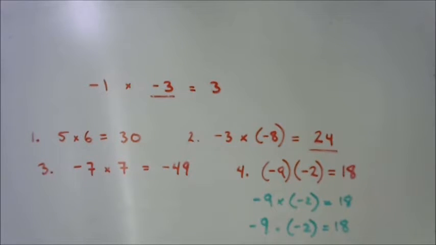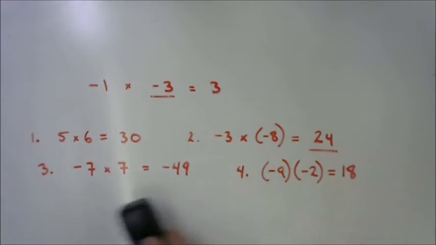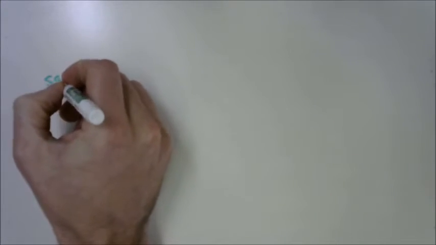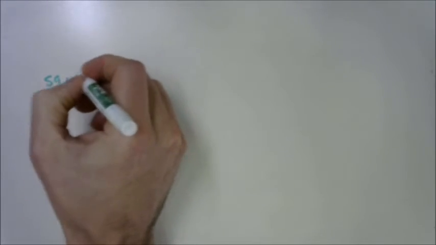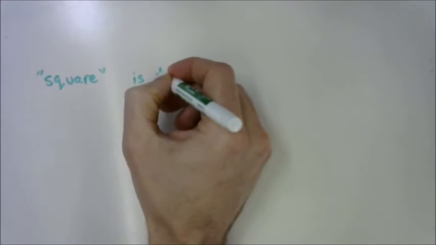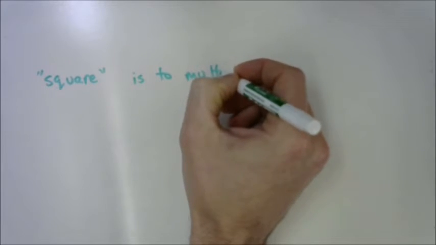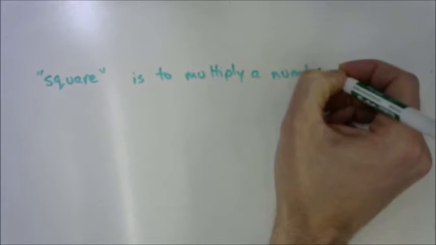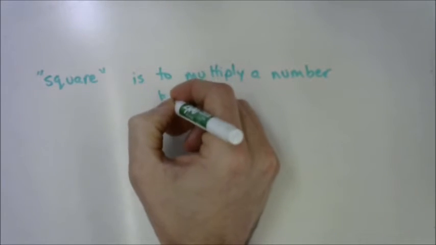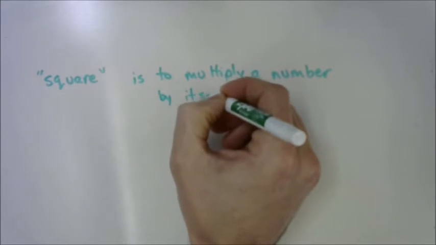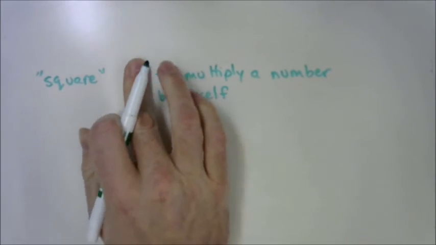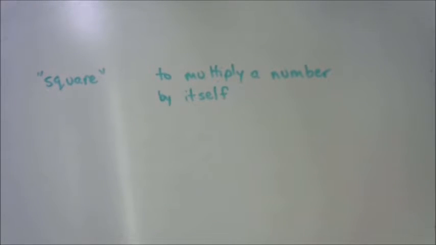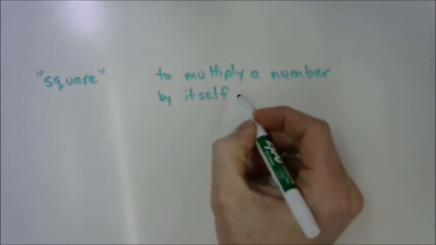Okay. We have a couple minutes left. We're going to continue on. What does it mean to square a number? Using it times by itself. To square a number is to multiply a number by itself. So you don't need the word is there in yours. What does it mean to square a number? To multiply a number by itself.